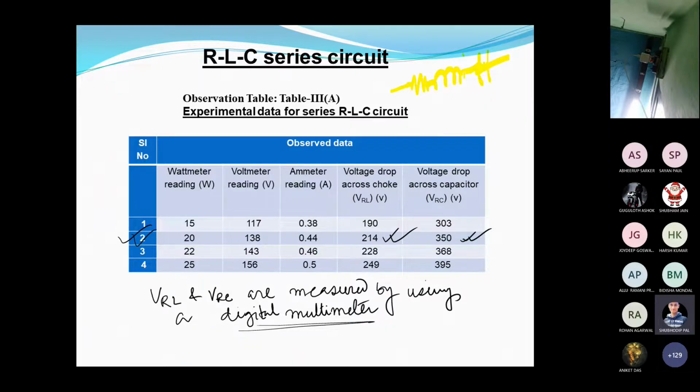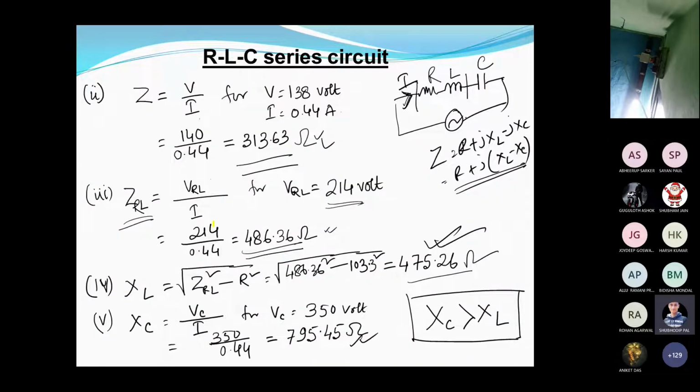So what is the voltage across VRL? That can be calculated. Similarly, what is the voltage across VC? That can also be obtained using a multimeter. VRL and VC are measured using a digital multimeter. So again, the methodology is the same. I square R loss is occurring because of the resistance. The wattmeter will give you the power value, and with the current, you can calculate the resistance. Similarly, Z can be calculated, V equal to I into Z. V is known, I is known, so you can calculate the Z value.